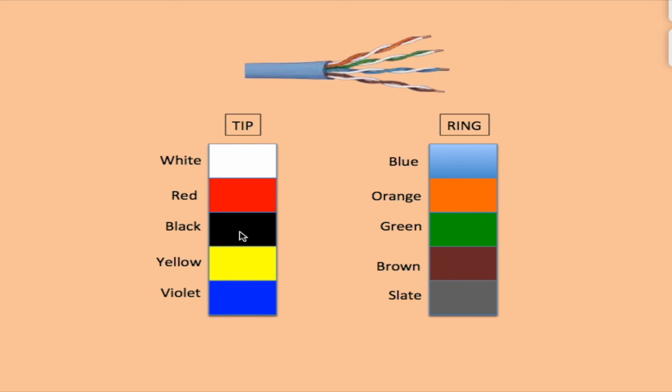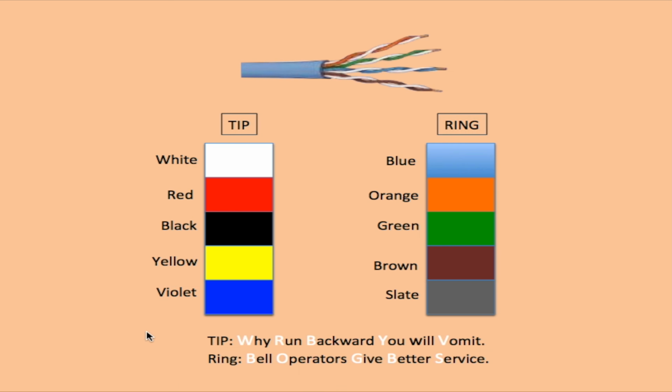And for pair 11, we'll start with black. Black and blue, pair 11. Black and orange, 12. Black and green, 13. Black and brown, 14. Black and slate, 15. And for yellow and violet, we will go through the same sequence. So once we complete all of these sequences from white right through the violet, we will have a 25-pair cable.